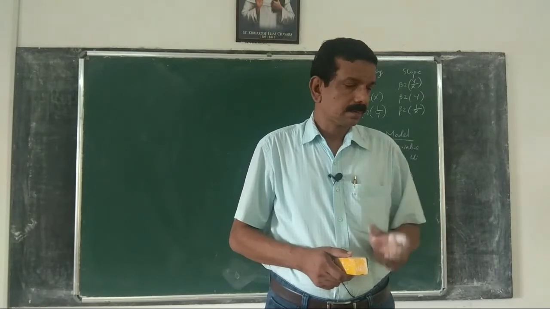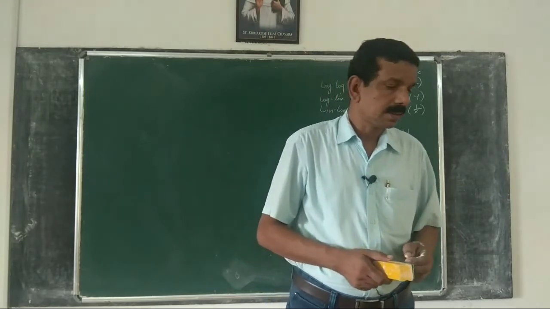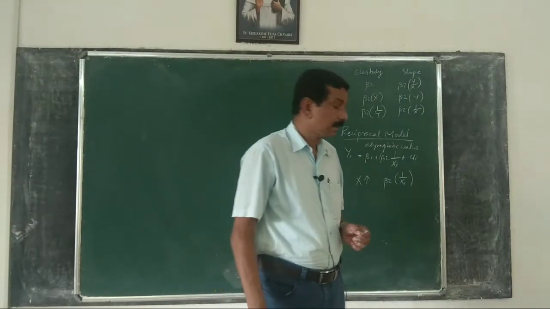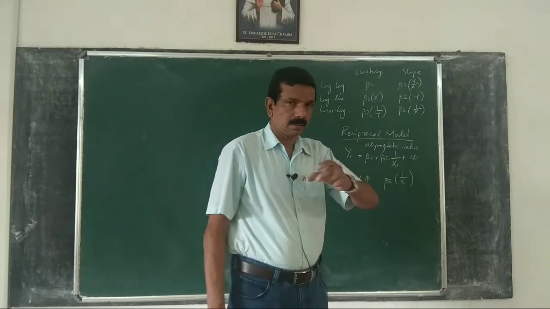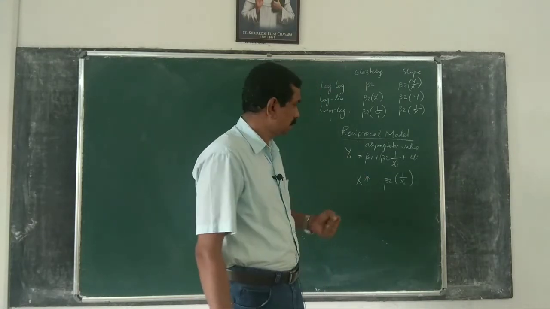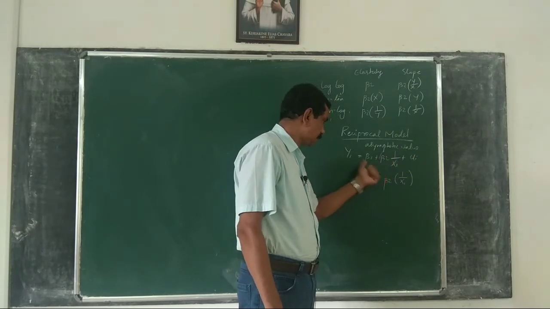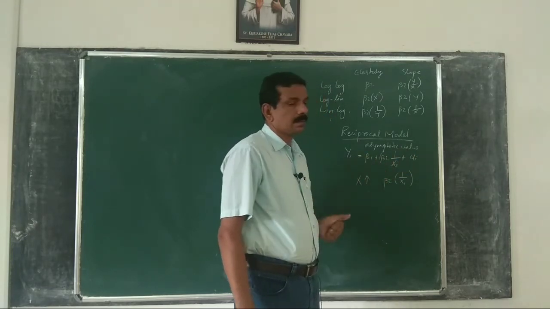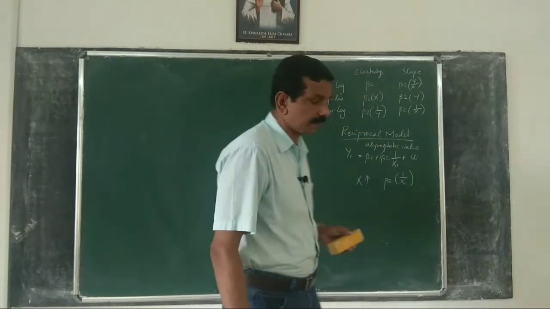So built into such models is an asymptotic or limit value of y, that is beta 1. And let us see some of the possible shapes.